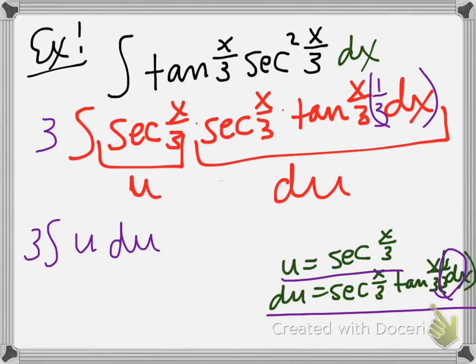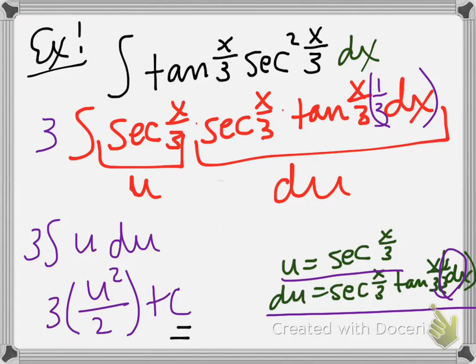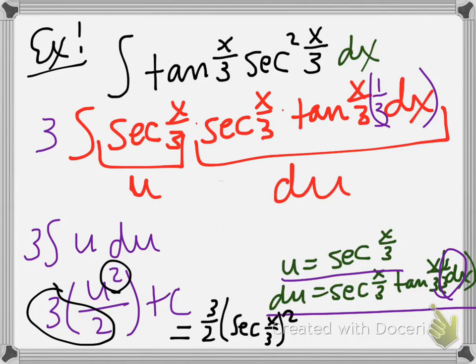Now look at what we're integrating, u du. Well, how does that integrate? U becomes u squared over 2. We already had a 3 out there. We do plus c. And then now all we have to do is replace my u with what u equals. And let's see if I have a way of writing this with you being able to see it. So I'm going to write this as 3/2, just putting the 3 and the 2 together. The u is secant x over 3, and it's squared right there, plus c. So this integrated to become 3/2 secant x over 3 squared plus c.